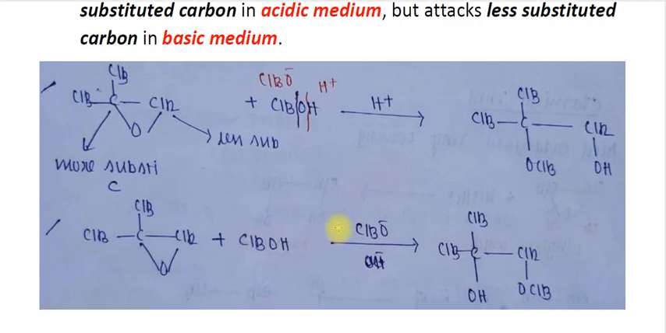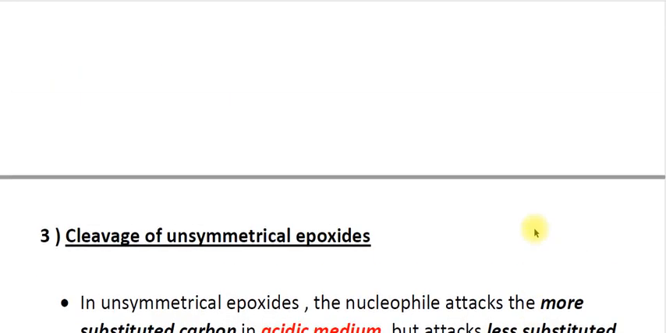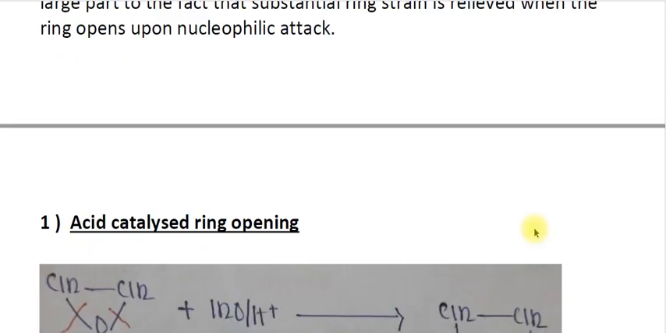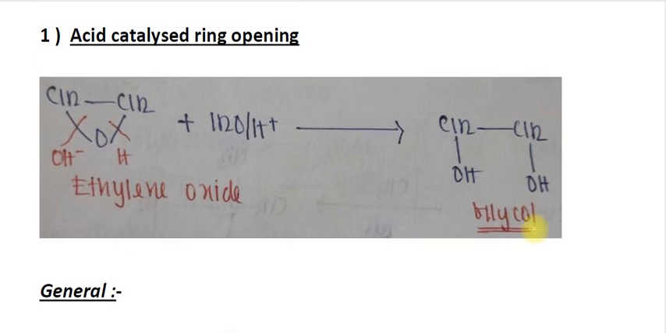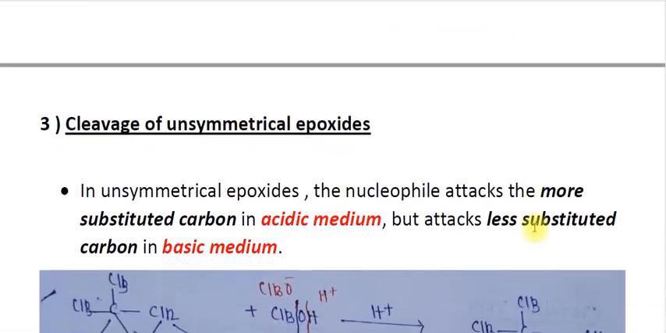If the reaction takes place in basic medium, then what will happen? The nucleophile will attach to the less substituted carbon. That means CH3, CH3OH and CH2OCH3. So these are the important chemical reactions of epoxides. What are they? Ring opening, which is a very important reaction, takes place in acid catalyzed and base catalyzed forms, and the next is the cleavage of unsymmetrical epoxides.